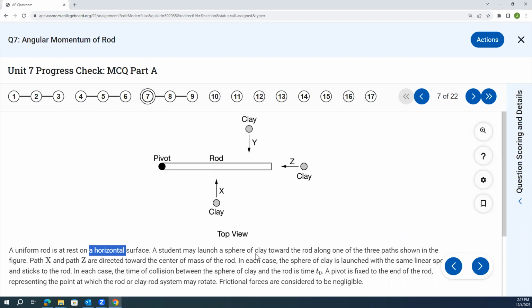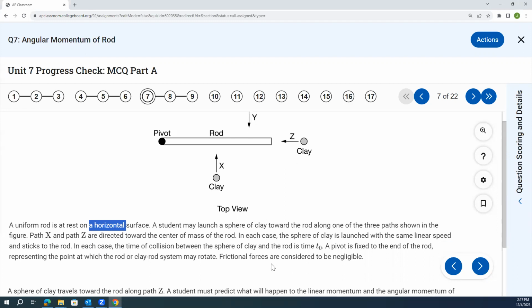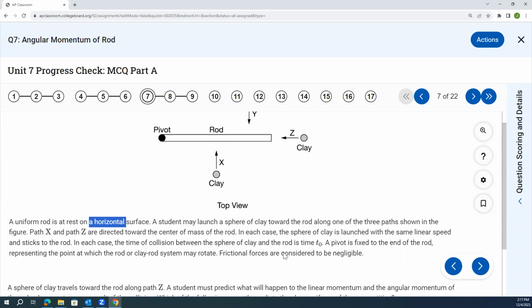Student can launch a sphere of clay in any of those 3 points, X, Y, or Z. Path X and Z are directed toward the center of mass of the rod. Okay, just different angles. In each case, the sphere is launched with the same linear speed and sticks to the rod. Time of collision is t naught. A pivot point is on the left end. Okay, which you probably could have guessed too.